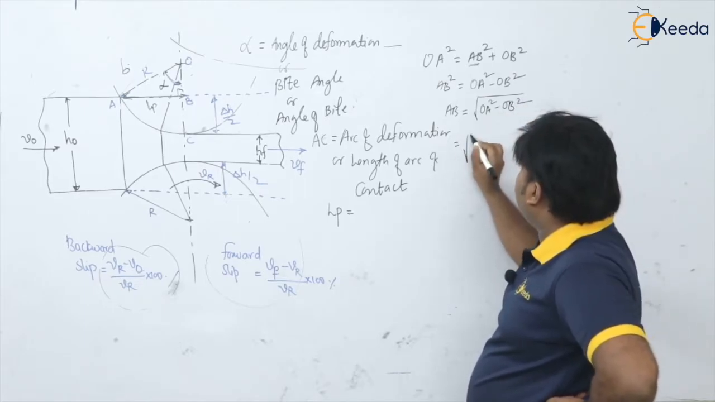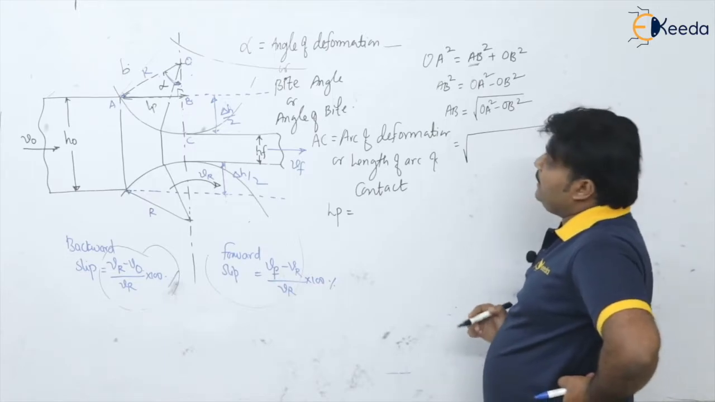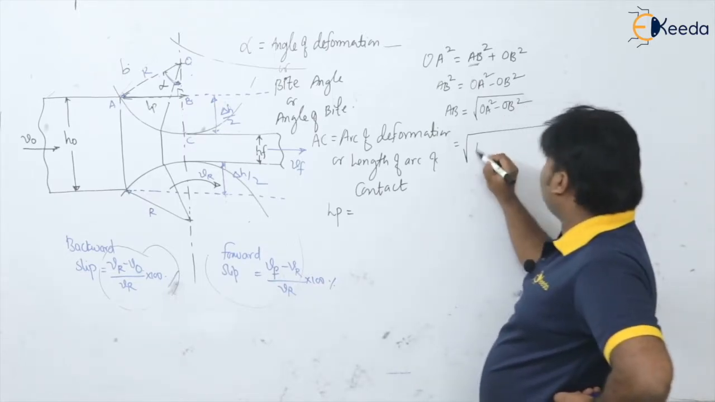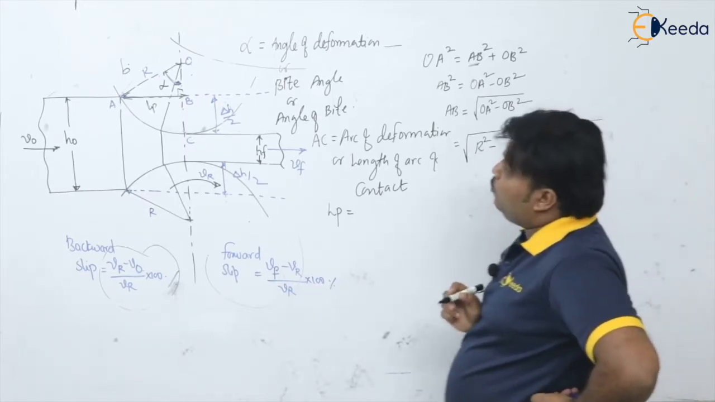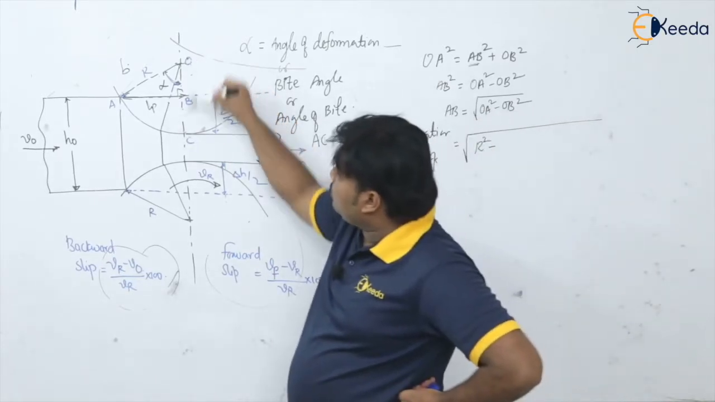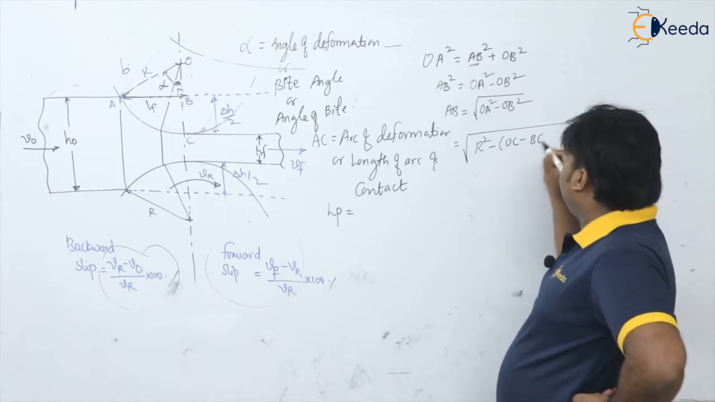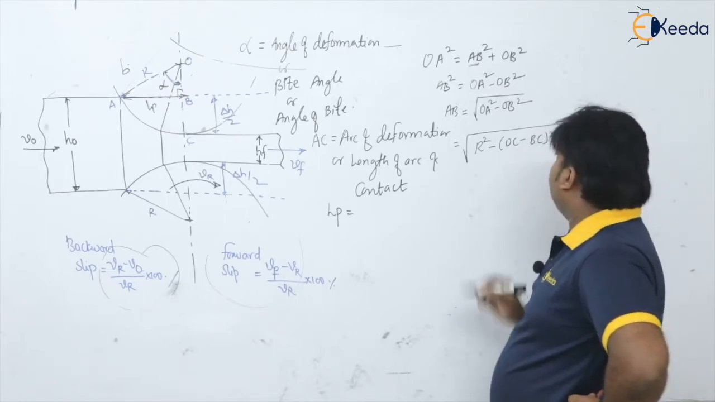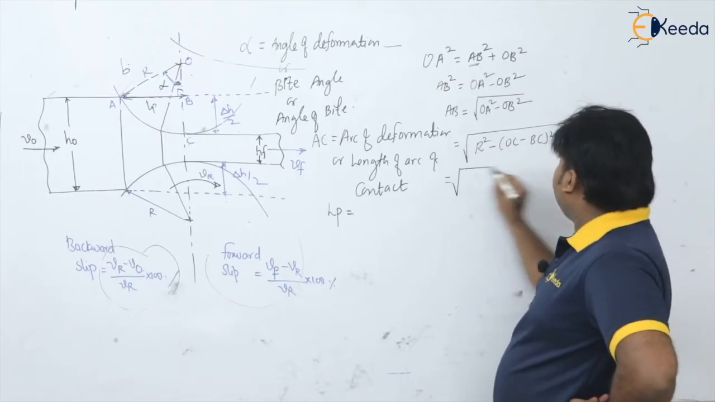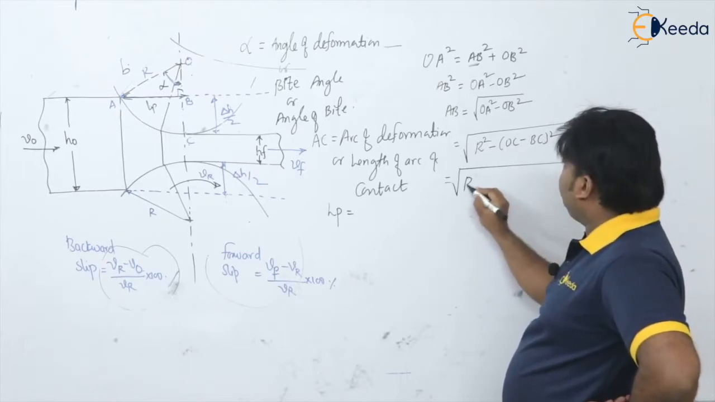Now put the real values for this. OA is nothing but the radius of the roller, R square, minus OB square. Again, how will you find OB? From OC, BC is subtracted, leaving OB, and then its square. But again in that, go for simplification.